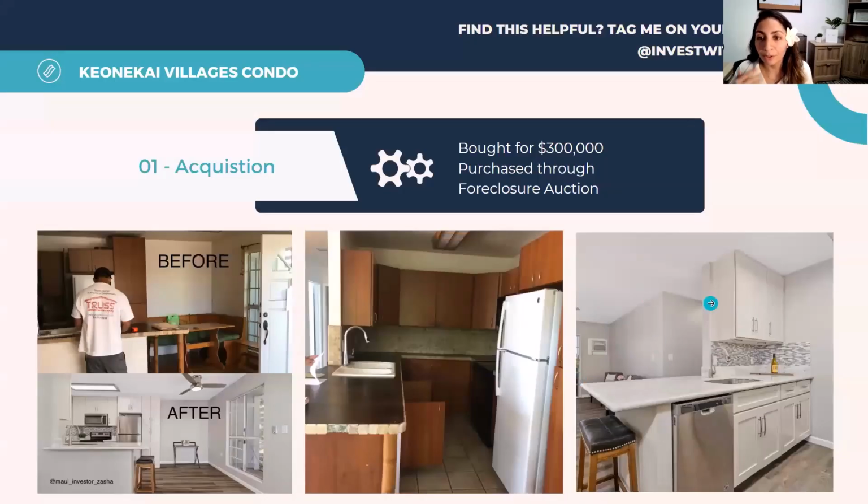I acquired it through a foreclosure auction. This is when I was first starting out. I didn't know much about buying off-market properties, but I ended up going to the courthouse steps, and I didn't really know the process. However, because I was just networking with people there, met attorneys, and put myself out there, I got to know how it all worked and ended up buying this condo in 2019 for $300,000.